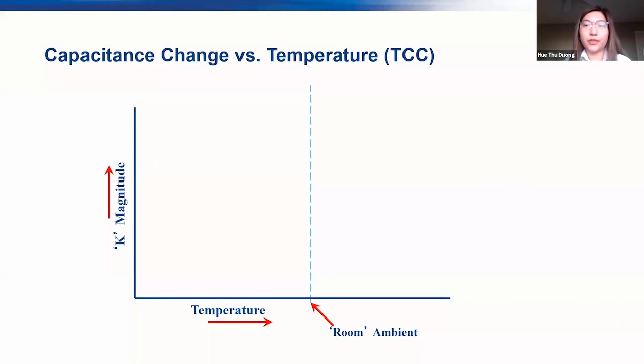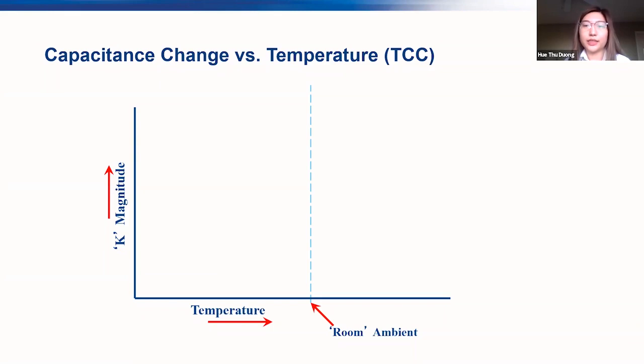All ceramic capacitors will have some shift of capacitance over the operating temperature range. This graph shows the trade-off of the dielectric constant versus temperature. The formula we saw before states that the capacitance is proportional to the dielectric constant, so any changes to the dielectric constant will result in a change to the capacitance.